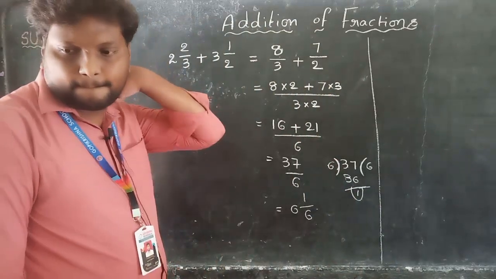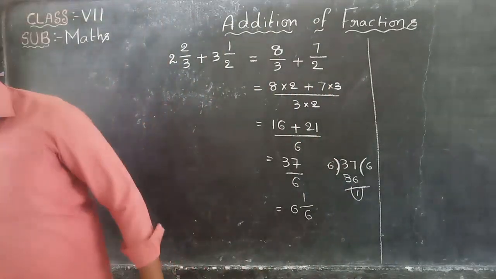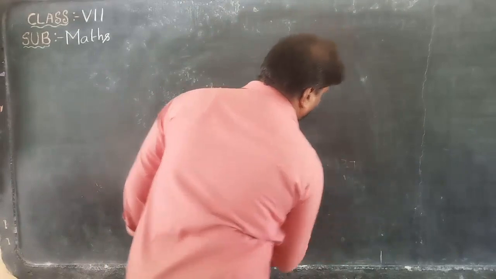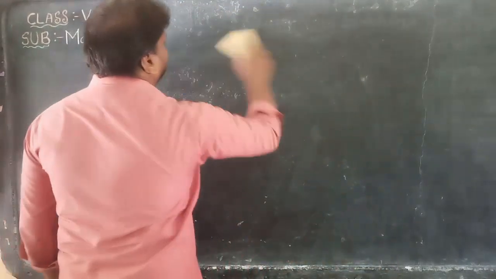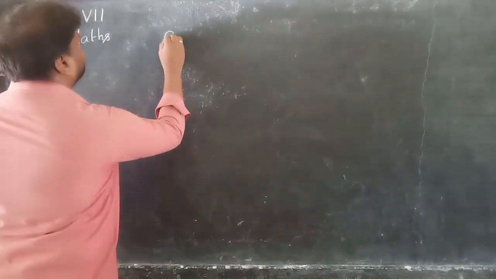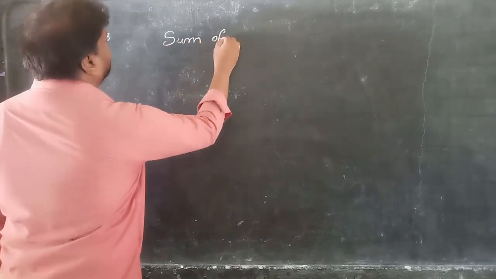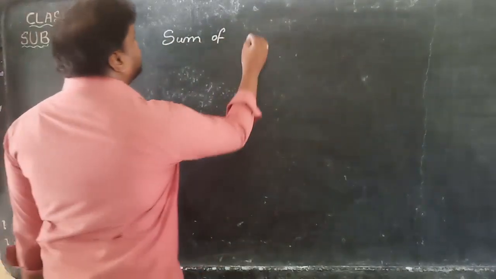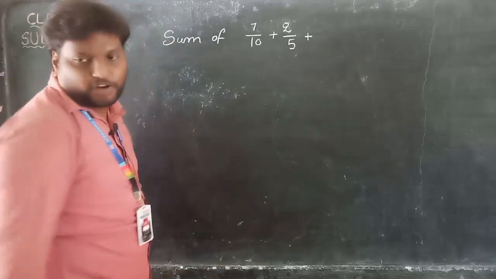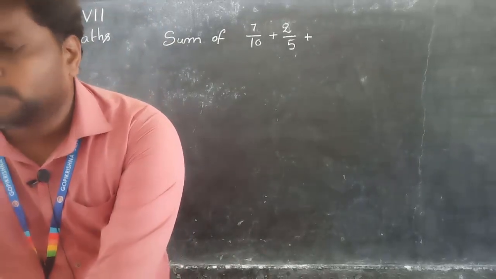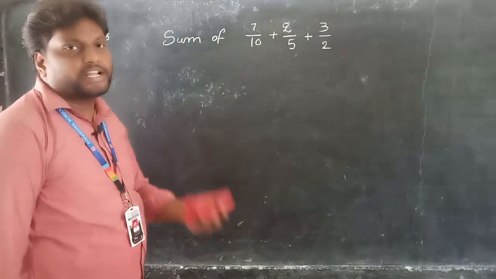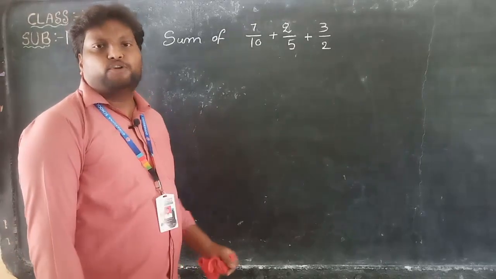Next, find the sum of 7 by 10 plus 2 by 5 plus 3 by 2. Okay, see here students.